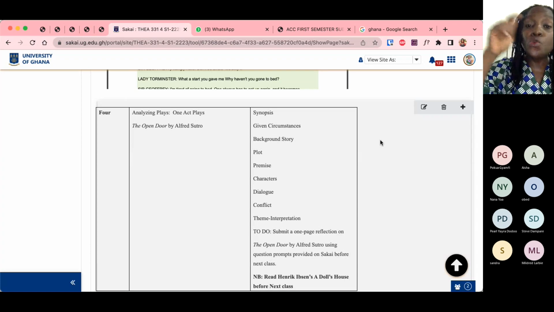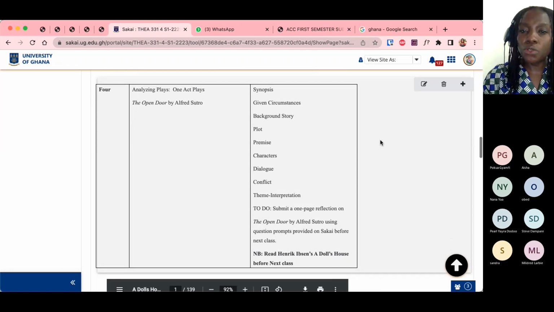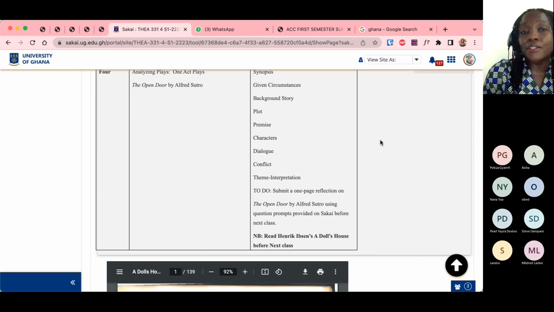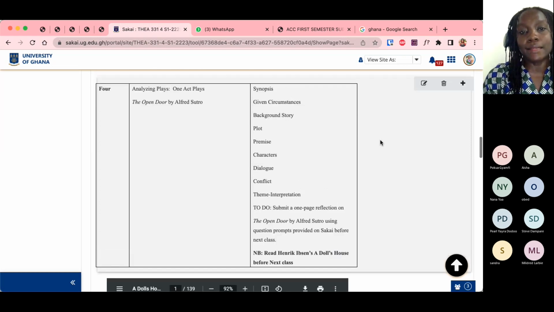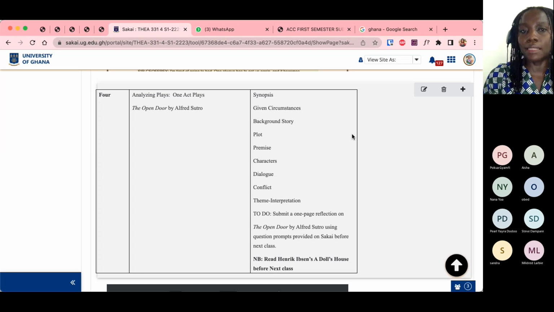If you say you are going to wait till the week before the class to start reading the full-length plays, you will not be able to finish before you are required to submit assignments on them and to respond and contribute to discussions in class. So bear that in mind.